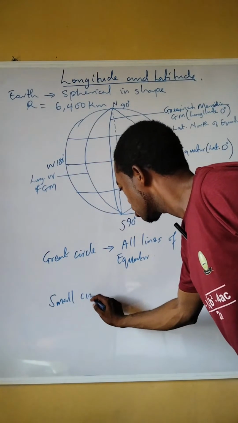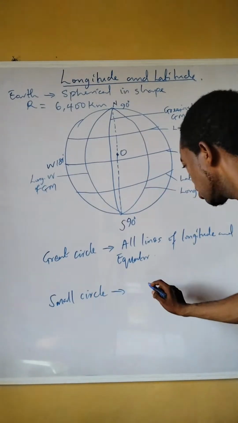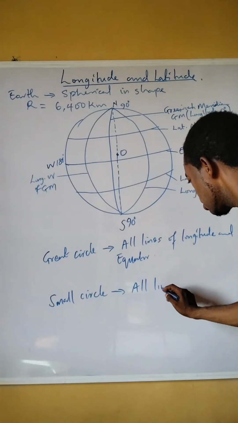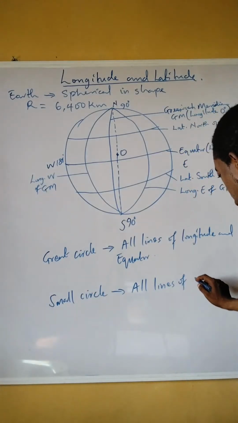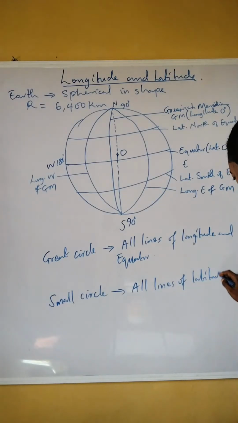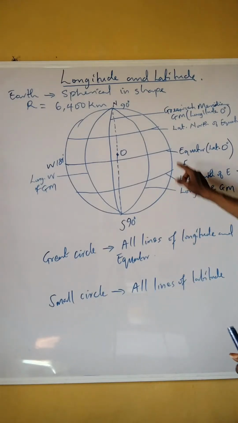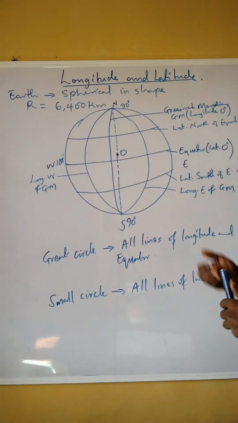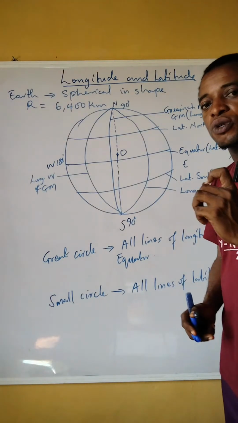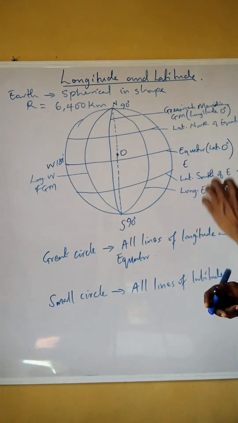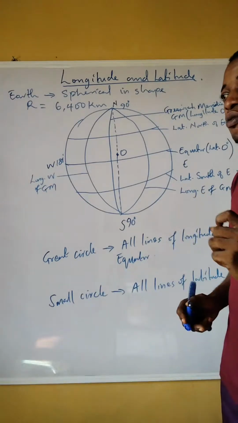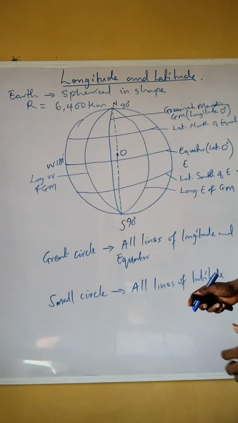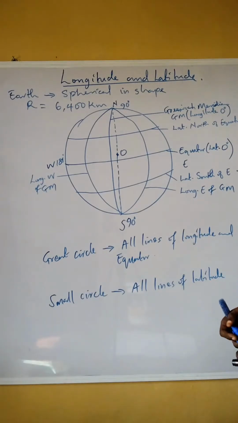But when we say small circle, it means all lines of latitude except the equator. The equator is also a latitude, but its latitude is 0 degree, so it is not a small circle, but a great circle. So all lines of longitude are great circles, and the equator is a great circle. But for small circles, all lines of latitude except the equator are small circles.